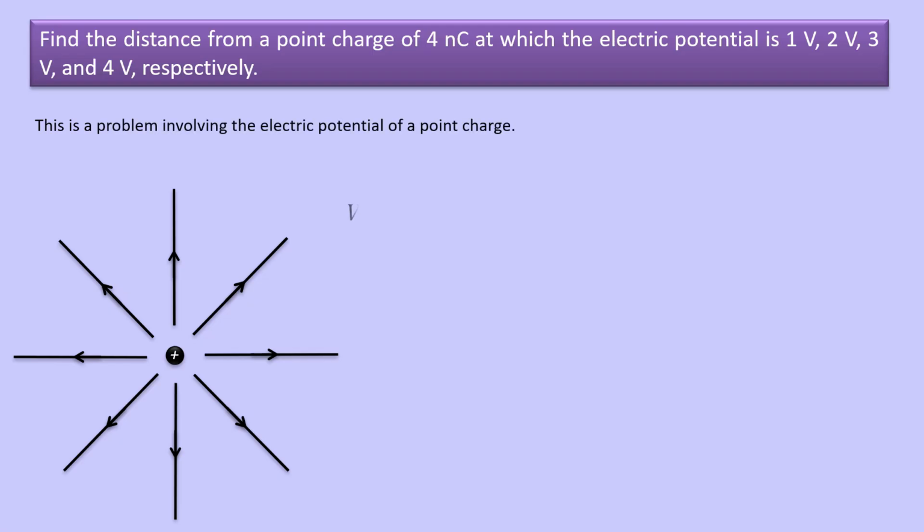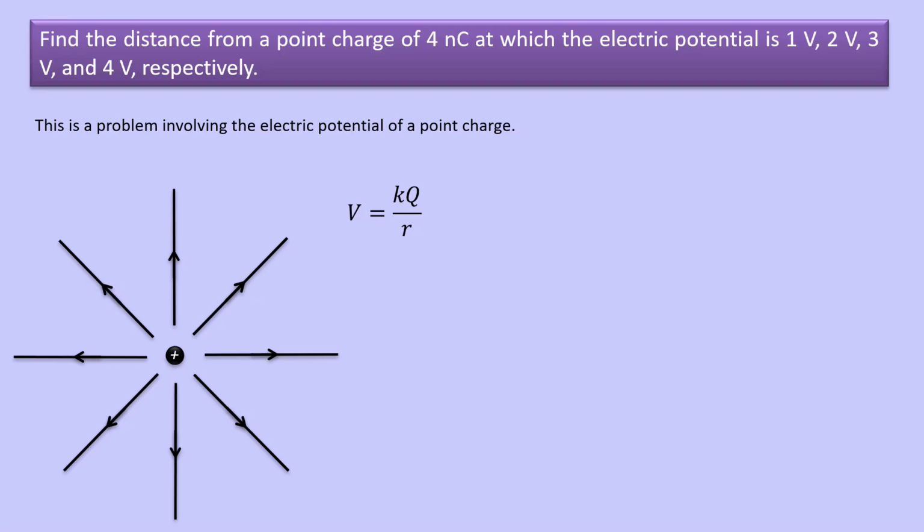And this is the equation that runs the whole show. V, that's the electric potential we're curious about. Q is our point charge, that 4 nanocoulombs. K is just a constant of nature. You can think of it as setting the strength of electricity in the universe. And r, well, r is the distance. That's the thing we're looking for.